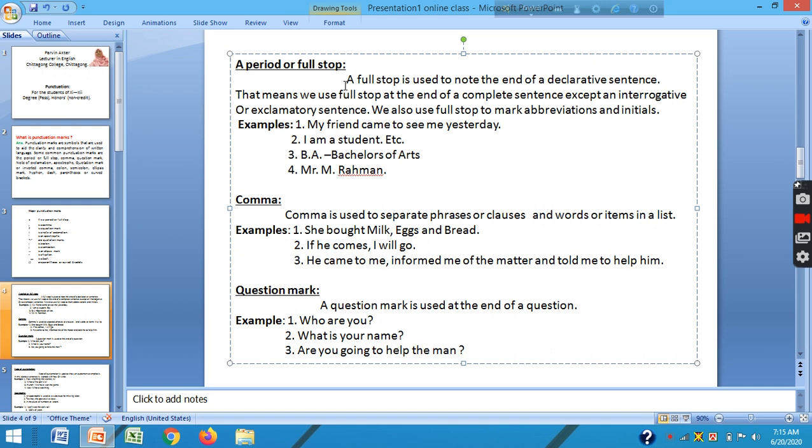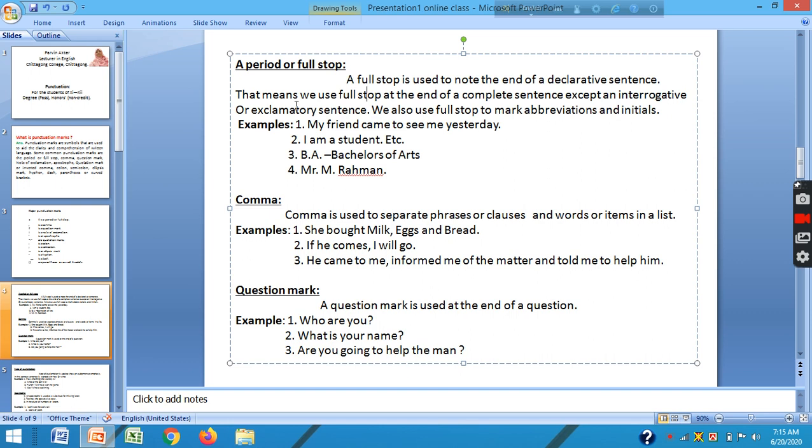That means we use a full stop at the end of a complete sentence, except an interrogative or exclamatory sentence. We also use a full stop to mark abbreviations and initials.